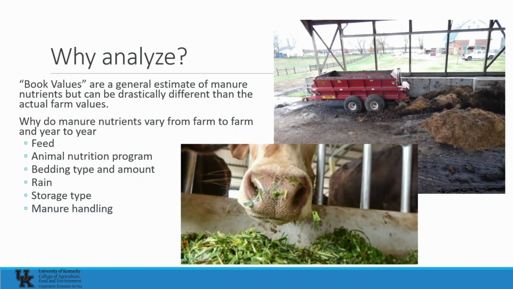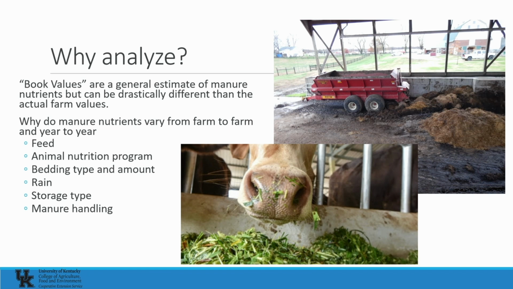So why do we want to do an analysis on manure? Basically, when I look at values that are on our calculator, they're book values. Generally, they're an estimate of the manure nutrients, but these values can drastically differ from the actual farm values. So why do they vary from farm to farm and from year to year?